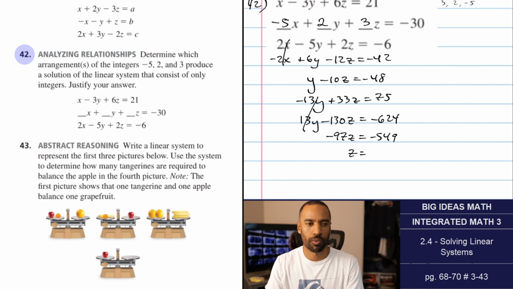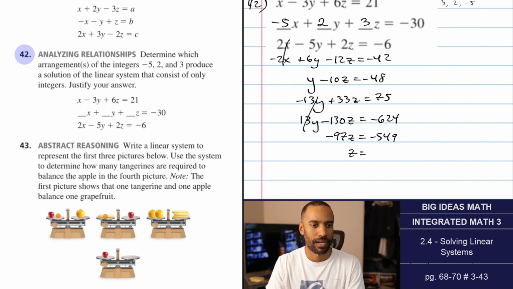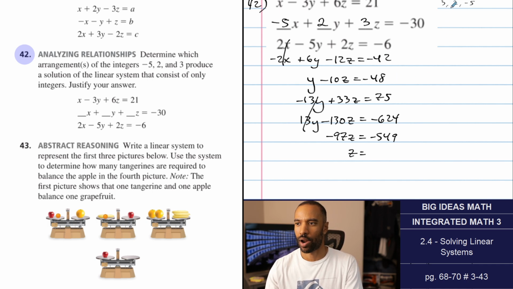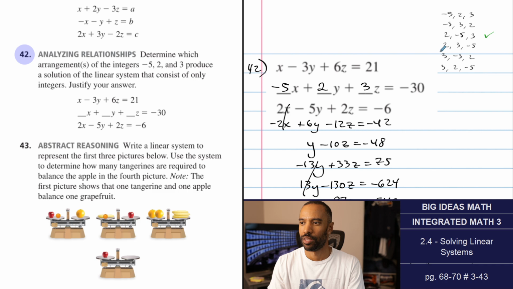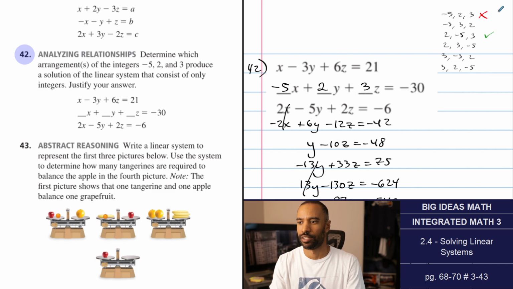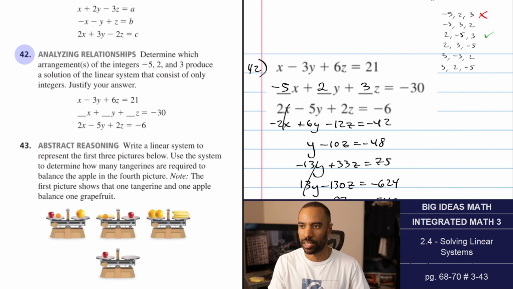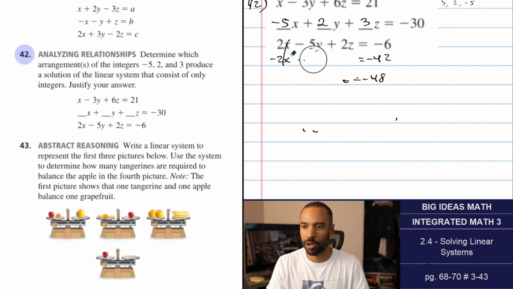And z equals that divided by -97. Not an integer. Okay, scrap that one. So, this one doesn't work. Okay, that was a lot of work just to get there, but yeah, just to solve for a variable.